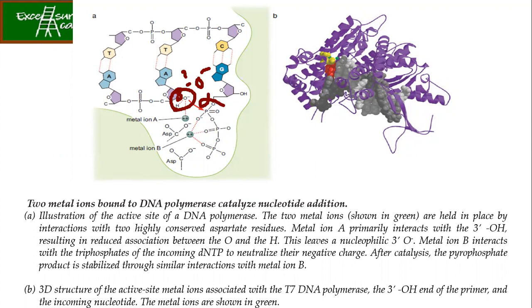So the metal ion B interacts with the triphosphates of the incoming dNTP to neutralize the negative charge. So we know that we are using a divalent metal ion over here, and we have got the beta and gamma phosphates carrying the negative charge. So it is stabilizing this negative charge with the help of the metal ions. Okay, so this is the role of the metal ion over here. Guys, I hope this is clear with the figure over here.